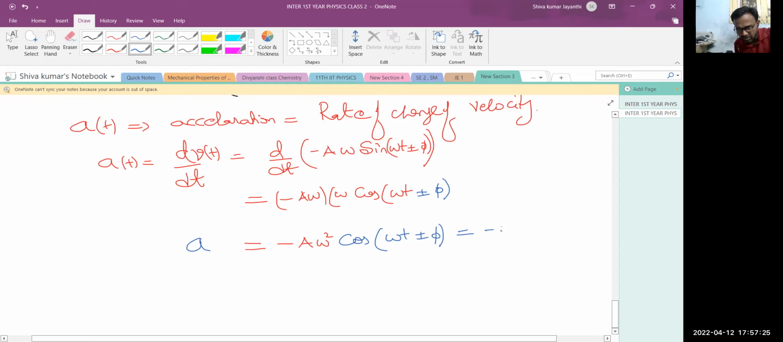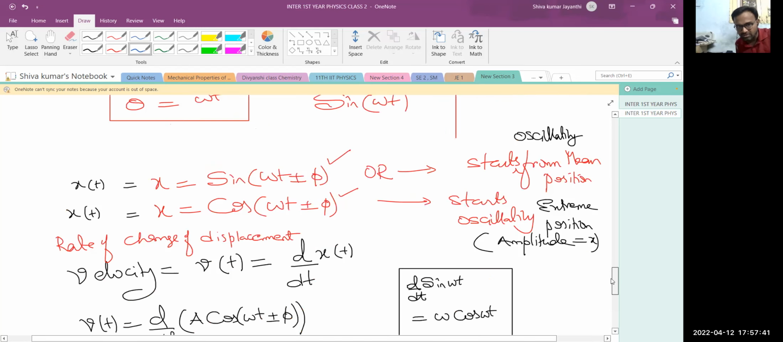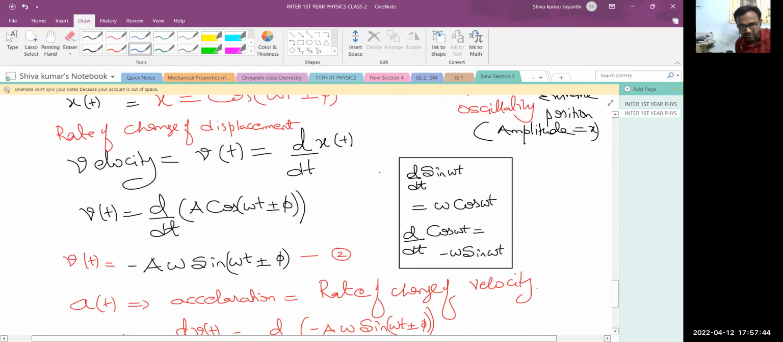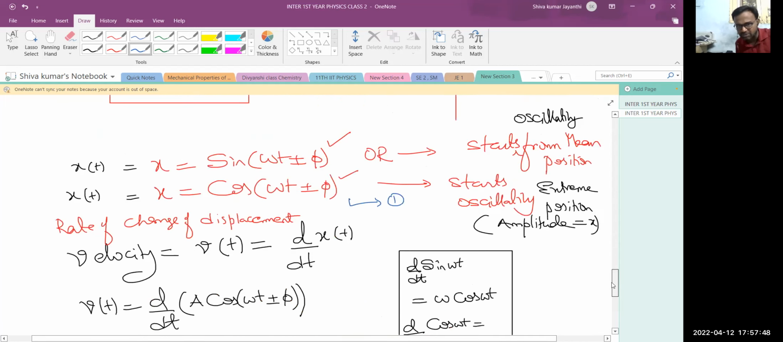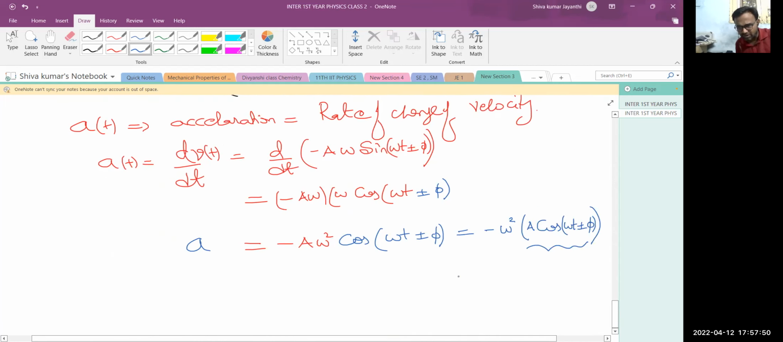Let me corroborate it. If I take that omega square outside and reorient it, you will see what a wonderful thing it is. Omega t plus or minus 5. What is this function? That is the first equation, equation 1, which we have taken as the displacement function. So it is nothing but minus omega square x of t. Is it or not?